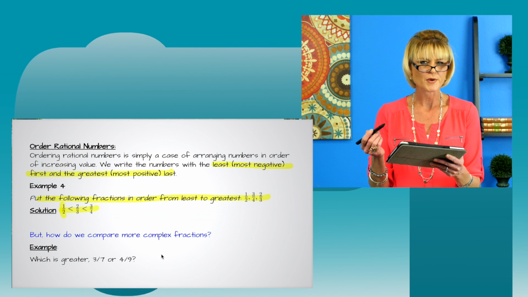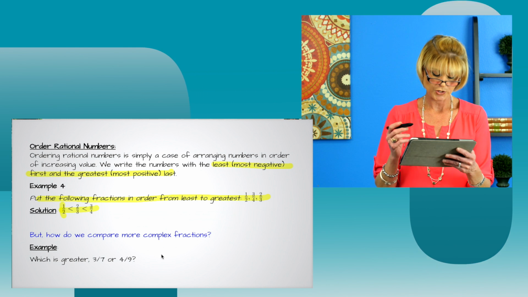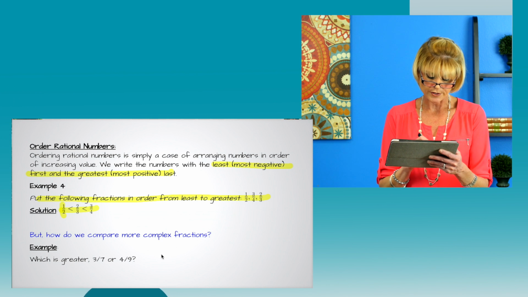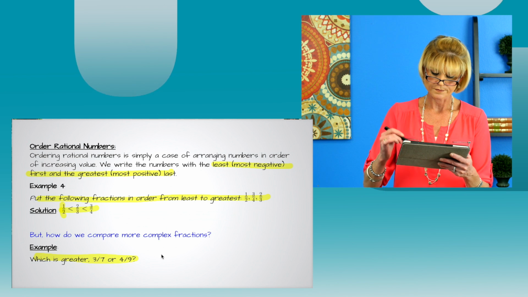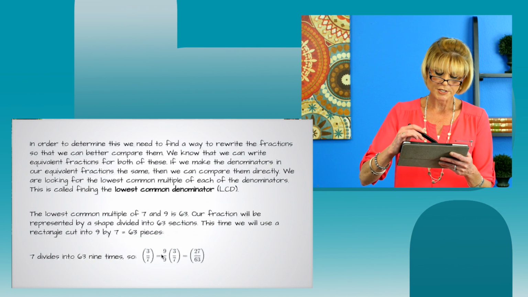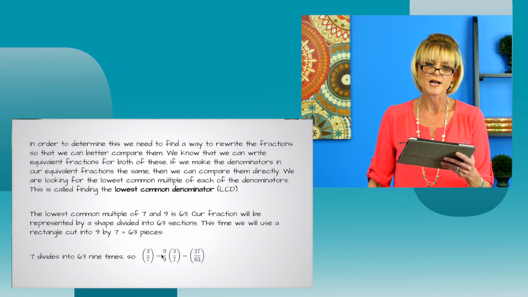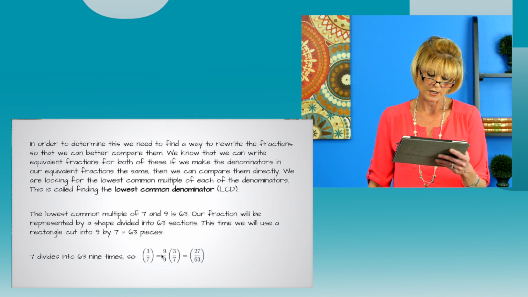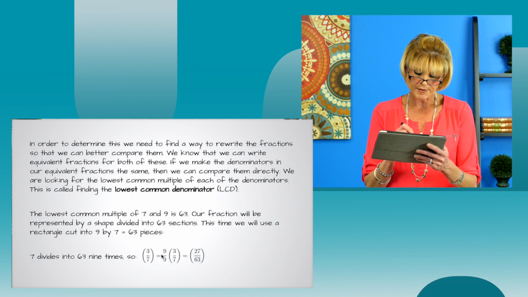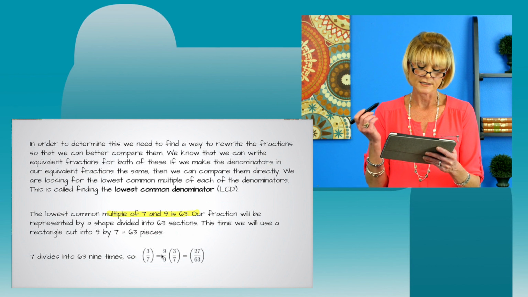But how do we compare more complex fractions? That one's pretty easy. So how about this one? What's greater, 3/7 or 4/9? In order to determine this, we need to find a way to rewrite the fractions. What we're going to do is find the lowest common denominator. So the lowest common multiple of 7 and 9 is 63.